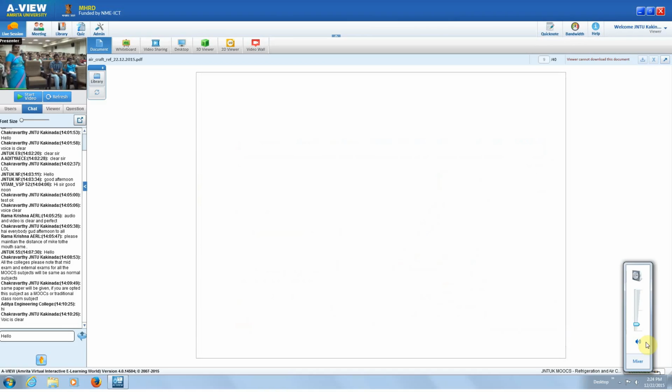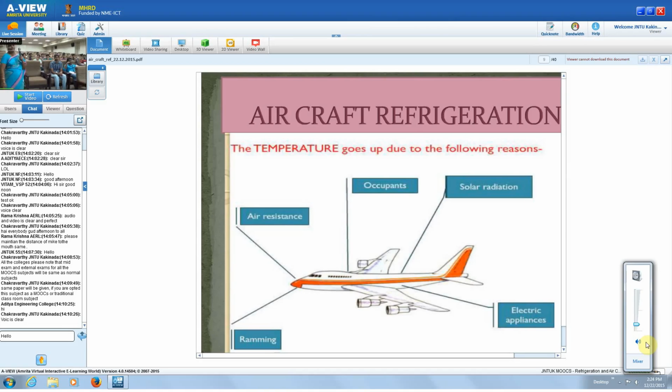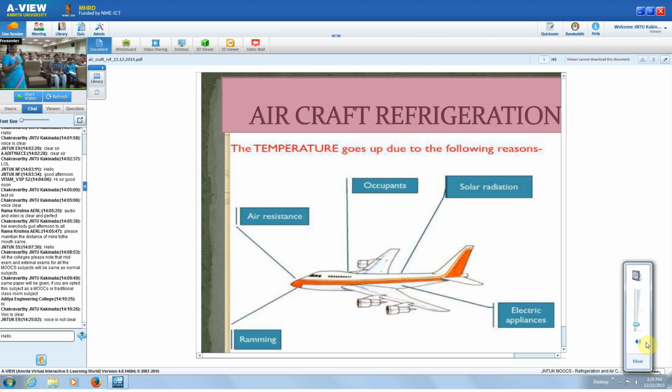Then also, a number of occupants will be inside the aircraft. The heat will be liberated by each occupant, so that will also increase the temperature inside the aircraft. And also the surface of the aircraft is exposed to solar energy, so due to that also the temperature will be increased. If some windows are there, through the windows also some solar energy will go inside the cabin. So that will heat the complete aircraft.